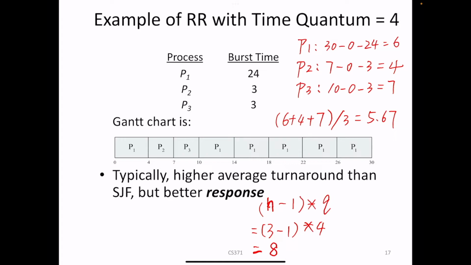Then let's look at this example again. This time, if we set the time quantum to a large value, which is higher than or equal to 24, and leave other settings the same, we just reduce the round-robin scheduling algorithm to the first-come, first-served scheduling algorithm. So P1 will be finished at time 24, P2 will be finished at time 27, then P3 will be finished at time 30. It is exactly the same as a first-come, first-served scheduling algorithm.